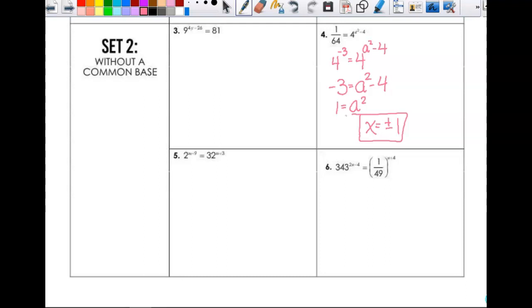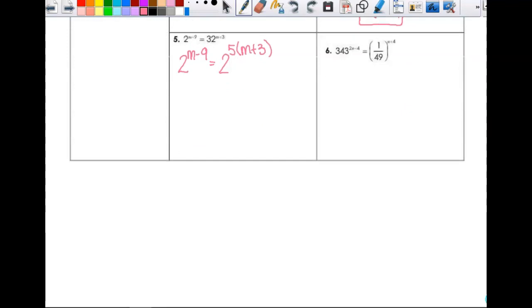All right, let's look at number 5. I think 2 would make the most sense as my common base, right? So 2 to the m minus 9 power equals 2. 2 to what is 32? 5. So 2, 4, 8, 16, 32. I have this 5, but then I still have that m plus 3, so make sure that's in parentheses. Now that you have your common bases, it gets to come out of the exponent, and you get m minus 9 equals, I'm going to distribute as I rewrite it, 5m plus 15. If I subtract m from both sides, I'll get 4m. Subtract 15 from both sides, I'll get negative 24. And m equals negative 6.